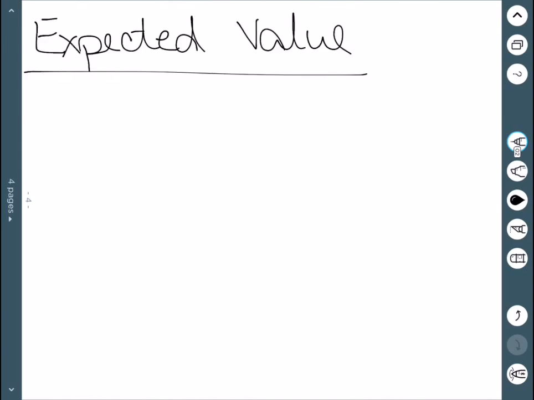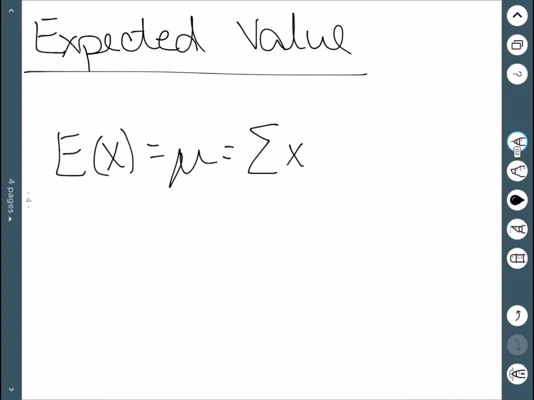The last thing we'll look at here is expected value, which we denote by E of x. And this is the same thing as the mean. It's just different notation and a different word. Essentially, usually when we're playing games or anything involving money, we like to use expected value rather than mean, but ultimately they are the exact same thing.